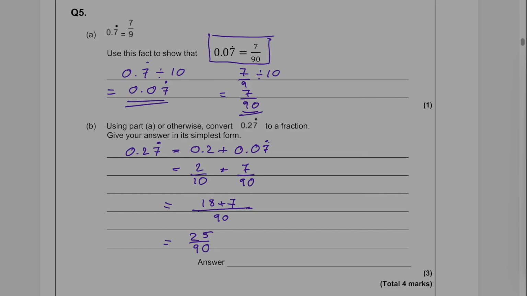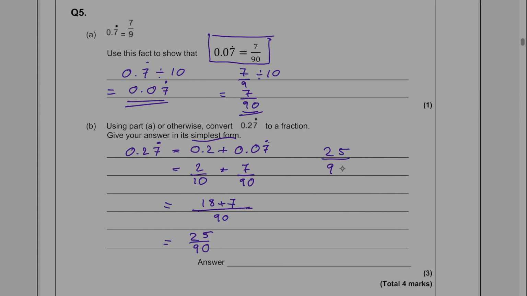And then it says in its simplest form, both these numbers can be divided by 5. So if I divide by 5, that would give me 5, and 90 divided by 5 would be 18. So I'm looking at 5 over 18.